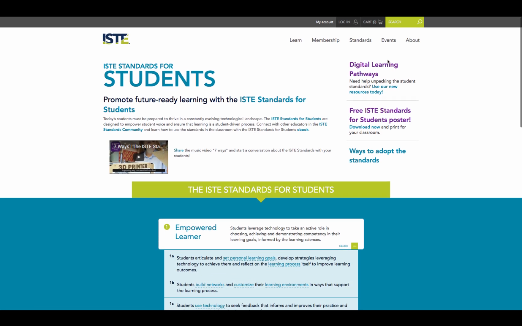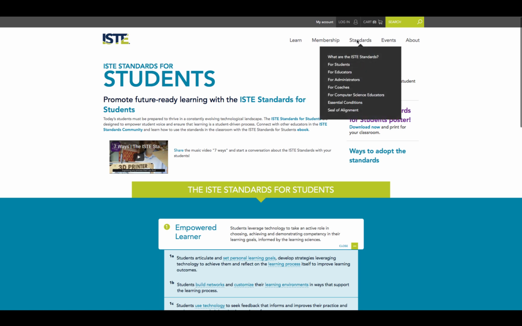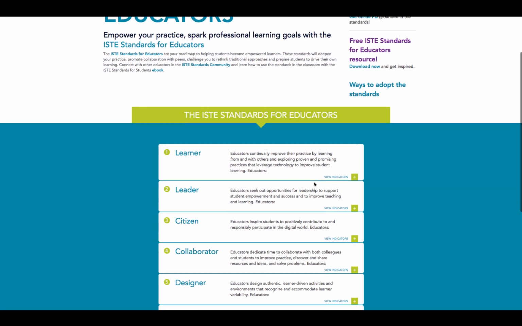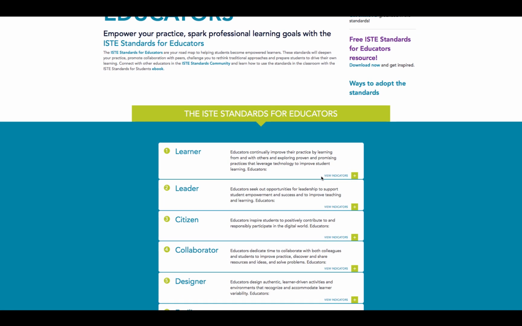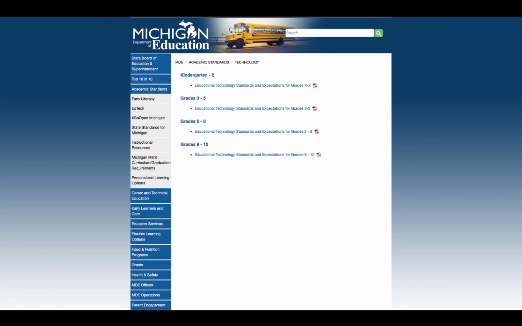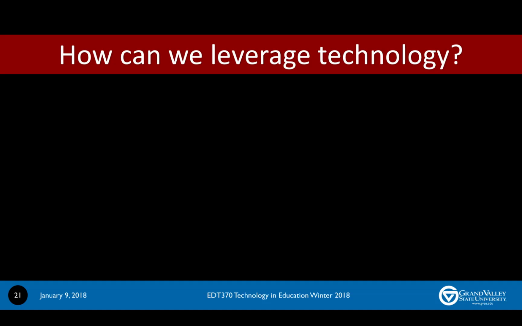And you can actually also go to standards for educators, and you can look those up as well. So that's another example of the types of skills that are needed for the 21st century. Another set of standards that are of interest to us would be the ones posted on the Michigan Department of Education's website, and I would encourage you to take a look at those when you have some time. So the next question is, how can we leverage technology to achieve these standards?